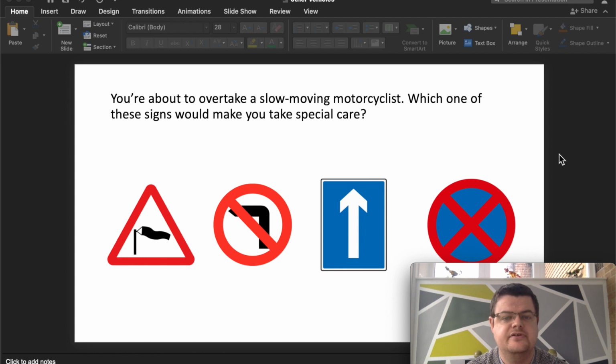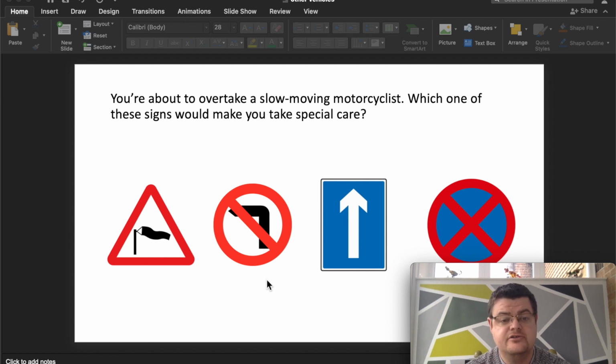So you're about to overtake a slow moving motorcyclist. Which one of these signs would make you take special care? Now this question you need to understand your road signs, because some of these signs, like particularly this one here, a lot of people don't have a clue what it means. This one here, people might have an idea but might get it a bit wrong. So you really need to know your signs.